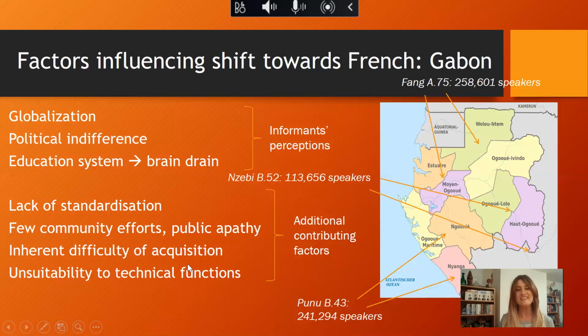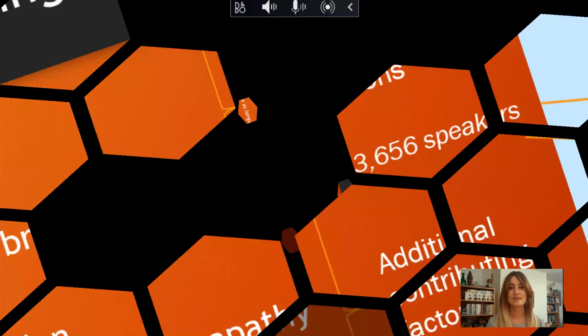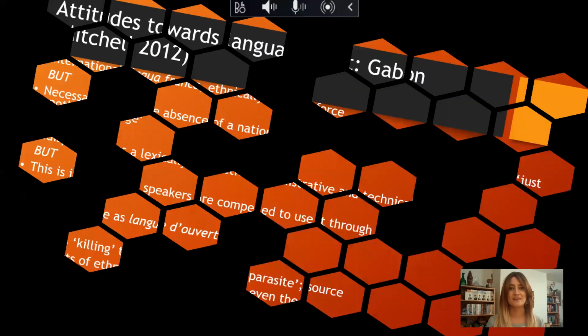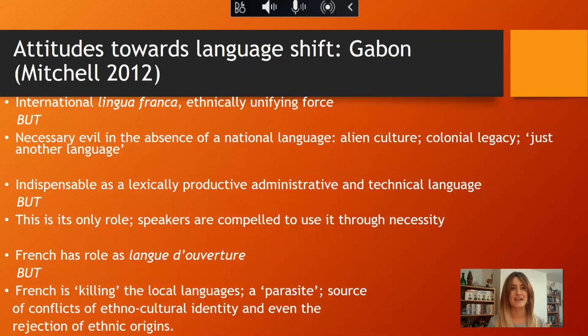They're believed to be very difficult to acquire. That's another problem. And also they're believed to be unsuited to technical functions, which simply isn't true. Any language can be technicalized. Any language can have terminology created, okay, to talk about information technology or medicine or agriculture or whatever. Okay, so again, lots and lots of interdependent factors. Right, check out the honeycomb, dear me. I really did get carried away here.